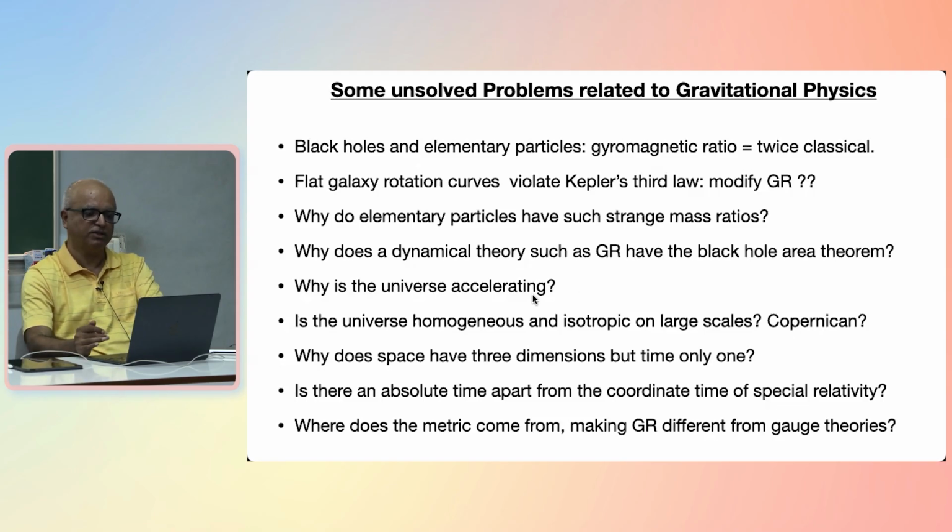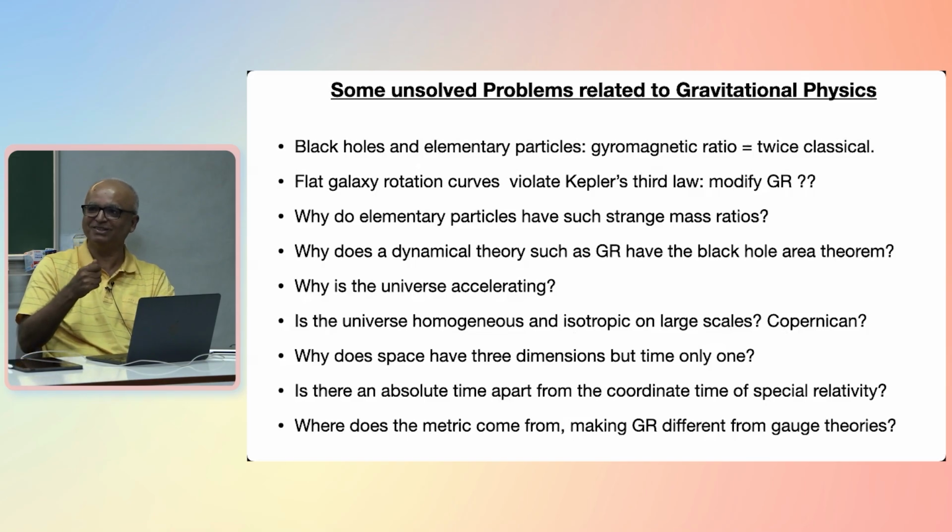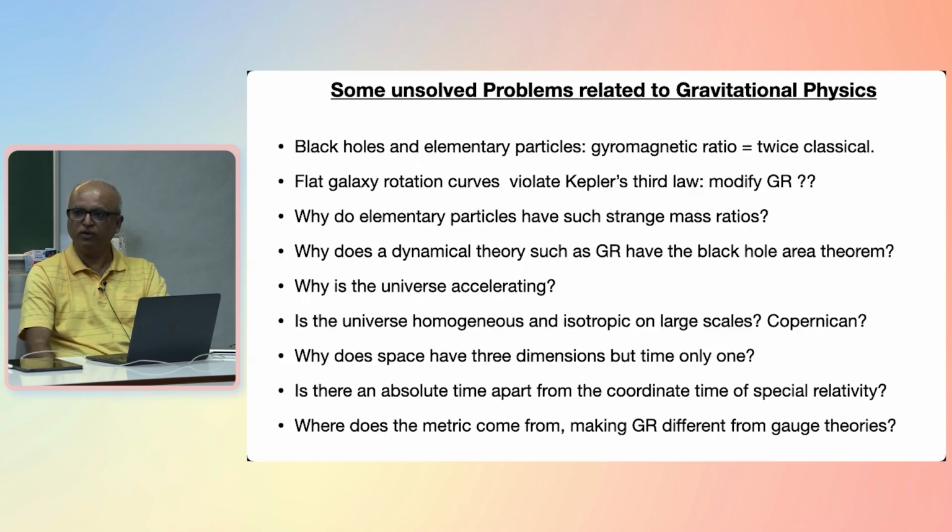Why is the universe accelerating? Is the universe homogeneous and isotropic on large scales? There are recent observations suggesting that is probably not true. So, there will be a breakdown of the Copernican principle, and once again our place will be special, not the Earth, maybe the solar system or the Milky Way. Maybe we are in a special place if there is no homogeneity and isotropy on very large scales, which some people are saying now. Why does space have 3 dimensions but time only 1?